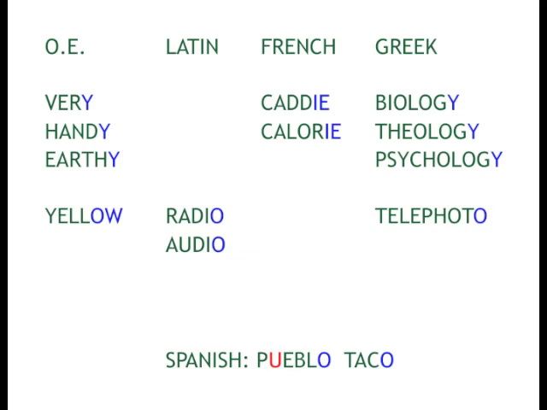Here are some long vowel ending differences. Long E at the end of a word is usually spelled with a Y in English or Greek, but can be spelled with an IE at the end of French words like caddy or calorie. The long O sound is usually spelled with an OW, like in yellow, at the end of Old English words, but is usually spelled with a single O at the end in the Romance languages and Greek, radio in Latin, taco in Spanish, and telephoto in Greek.